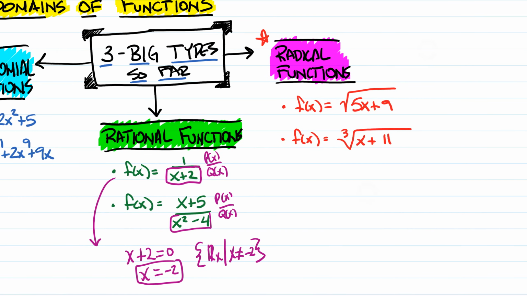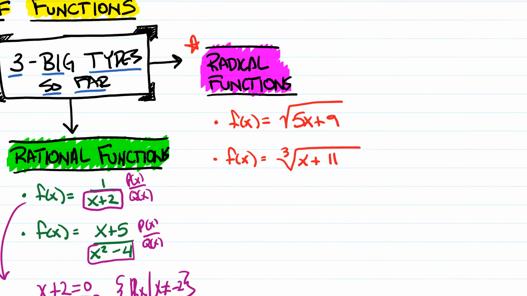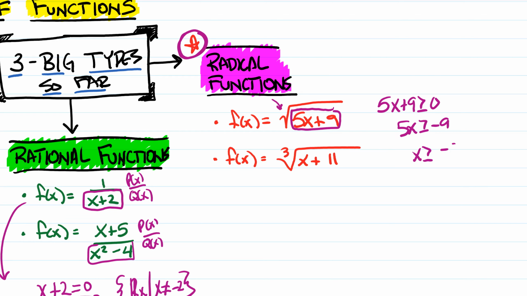Radical functions are a little bit more interesting. There's 2 different kinds. Notice there's a red star here. If my index is even, like it is in this case, and remember the index is the number just sitting outside of the radical, then all I have to do is set my radicand greater than or equal to 0 to find the domain. So 5x plus 9 is greater than or equal to 0. So 5x is greater than or equal to -9. So x is greater than or equal to -9/5. Wonderful. That's only if I have an even index.